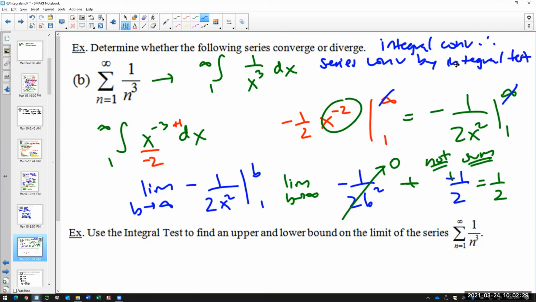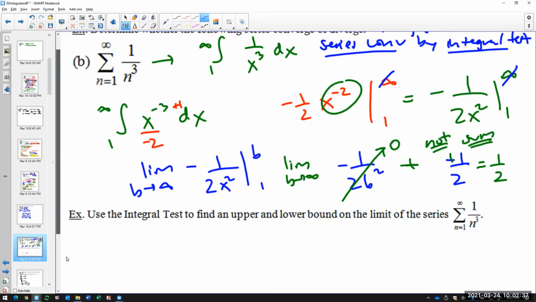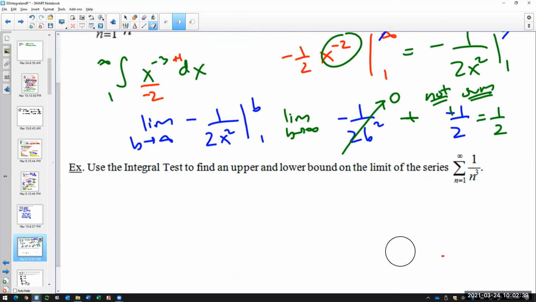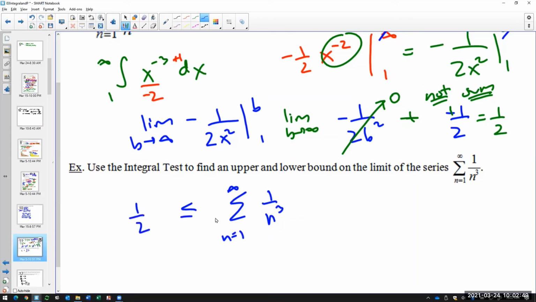So these are the things I'm looking for. Did you tell me what test? Did you tell me if your series converge or diverge? And show me your work. Then this 1/2 is actually a lower bound. So if I were to try to figure out what this sum was equal to, even though I can't figure it out, I know that it's bigger than or equal to 1/2. Does that make sense? That's what the 1/2 means. It's a lower bound.